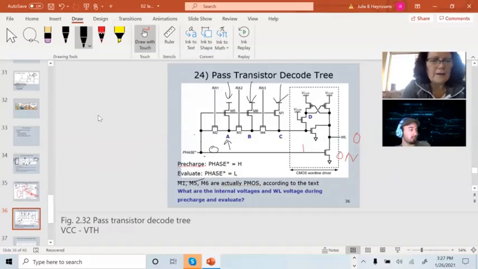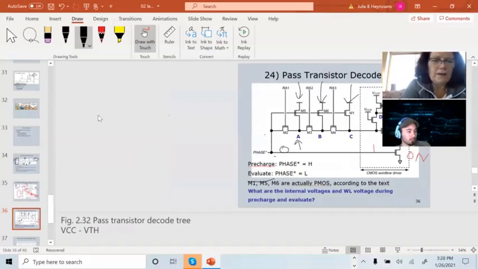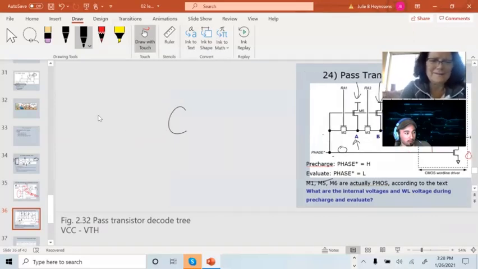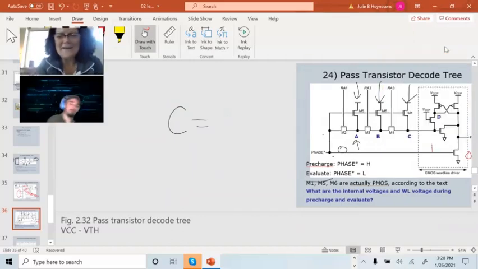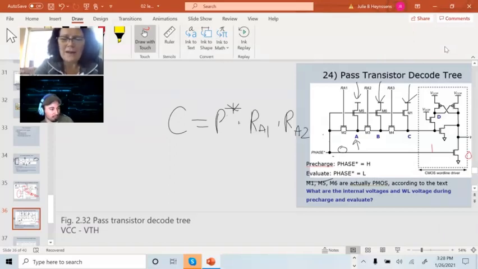What I have coming out of here is that C. Let's just move you guys over. Everybody lean to the left. Okay, C equals phase star ANDed with RA1, ANDed with RA2, because then it goes through M4, it gets ANDed with RA3.